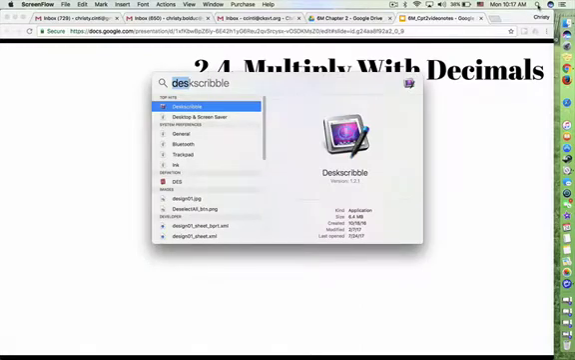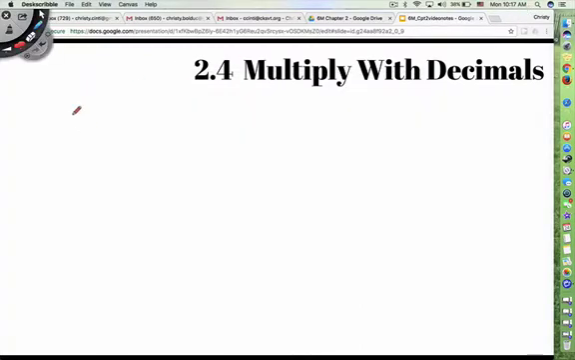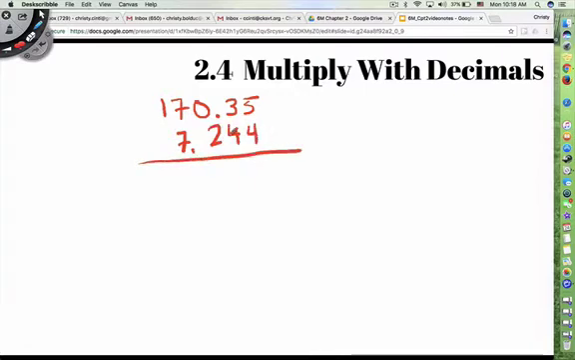Okay, let's go ahead and try another problem. It's a pretty big problem, so let's start over here. 170 and 35 hundredths times 7.244. I'm going to fill this out real quick. You do it on your piece of paper, and then we will move right along.